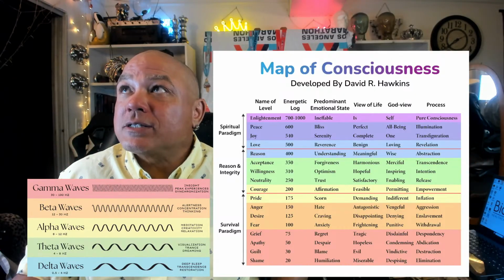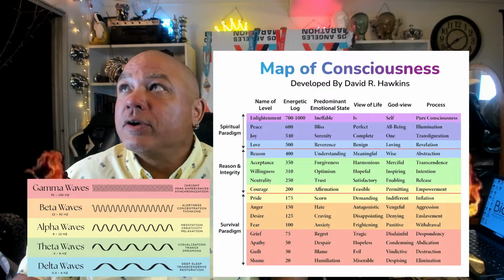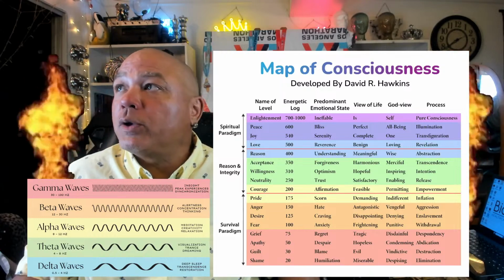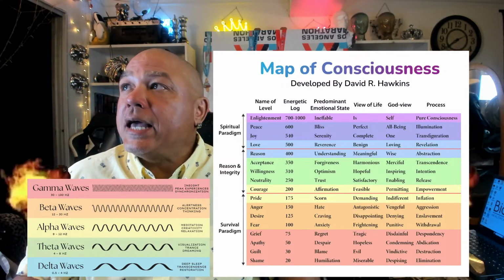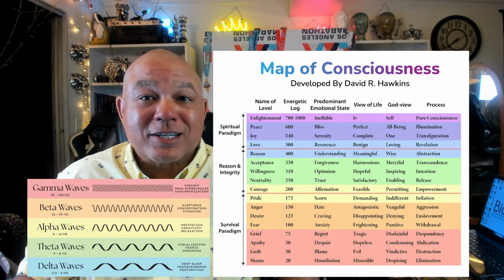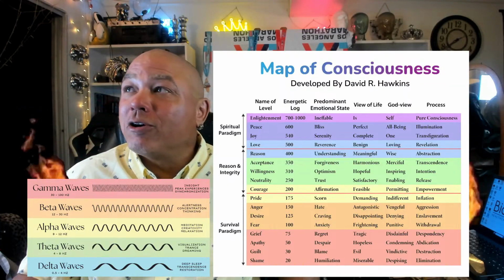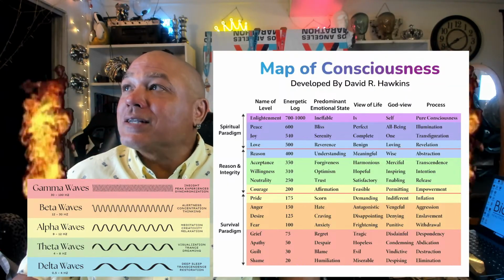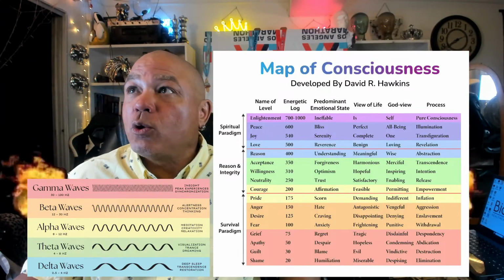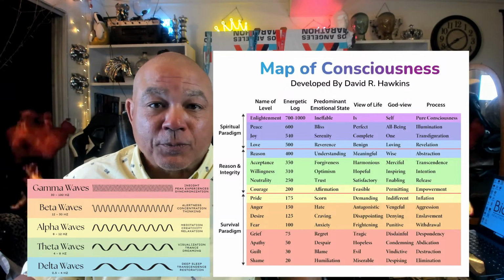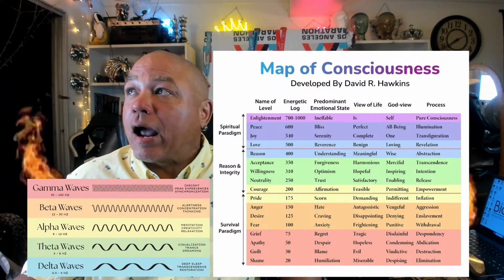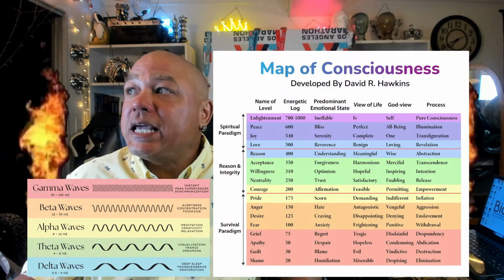That's at the desire level. That's an energetic log of 125, right? Your view of life is disappointing. Yeah, if you're beating off every day, I'd be disappointed with life too. And your God view is denying. Yeah, God's denying you the attention and company of the opposite sex because you're handling it on your own. And your process is enslavement. Yes, you could be enslaved. You're an addict. That's where you are. This is desire. So whether it's sex or drugs or alcohol or whatever, you're enslaved to this desire.